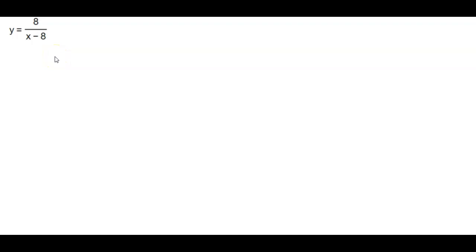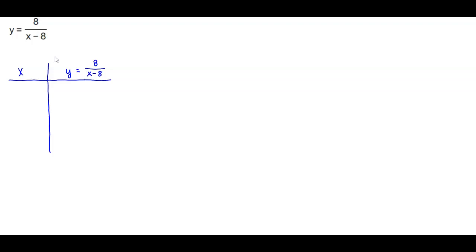So again, first thing we want to do is create a table to see what values we can pick for x to make sure we can define y as a function of x. And again, we know that y is going to equal 8 over x minus 8.